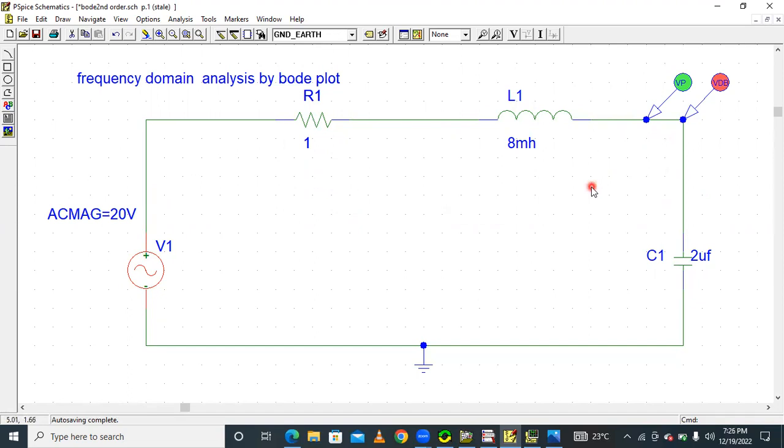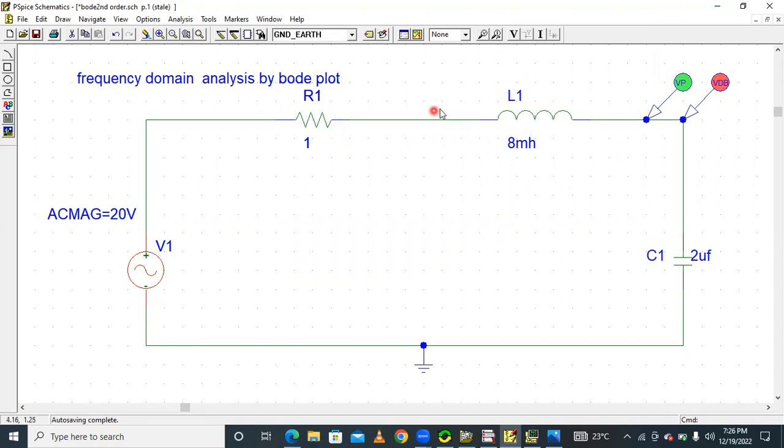It is nothing but a transfer function. By using the transfer function, we have to find the phase plot and magnitude plot. So in this experiment, we use an inductance of 8 millihenry, a capacitance of 2 microfarads, and a resistance of 1 ohm. So this is for the underdamped system.